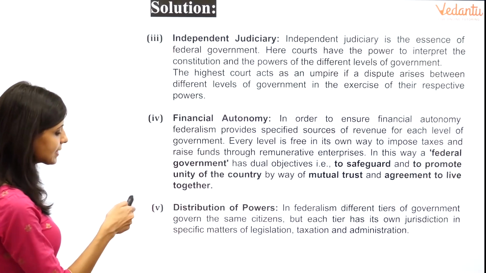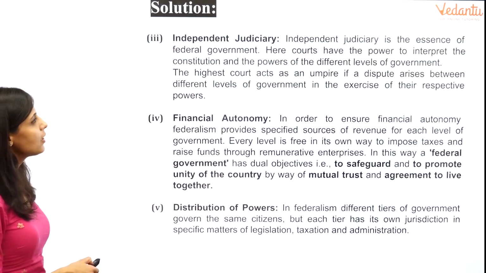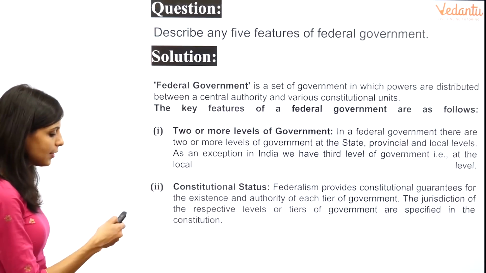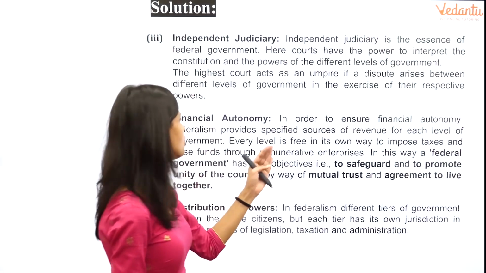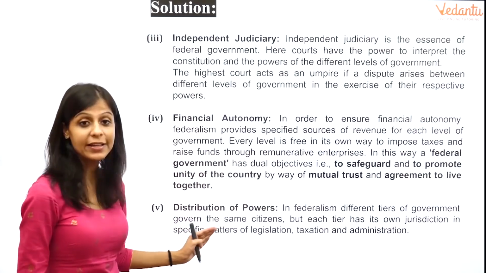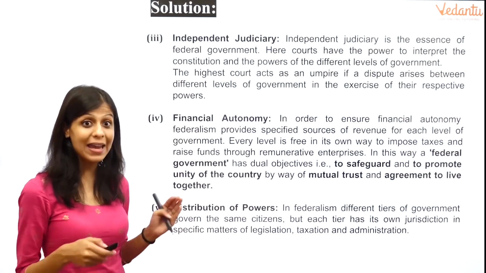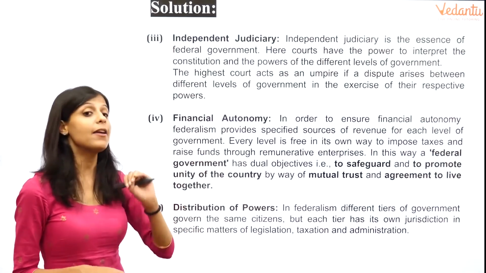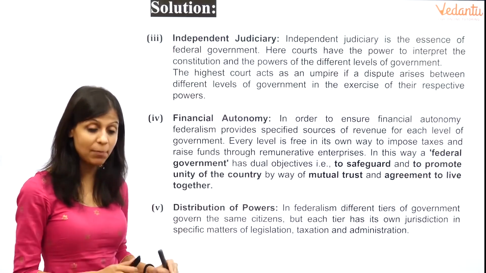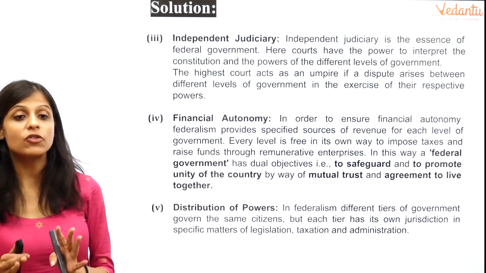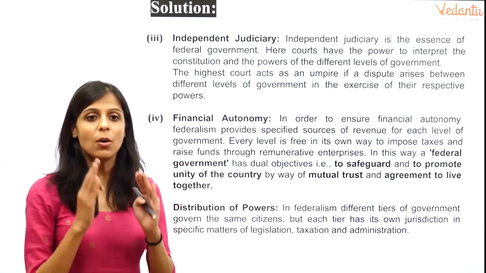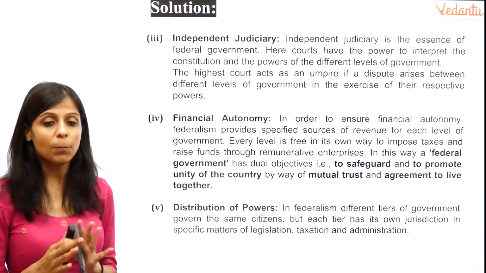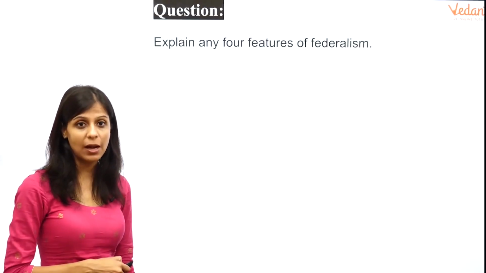So we've talked about it. Let's revise once again. The very first one is 2 or more levels of government. Then there's constitutional status. Then we've talked about the independence of judiciary, financial autonomy, and finally distribution of powers. Now, why I am stressing the point that you need to remember the key phrases is, if you remember those key phrases, it's going to help you frame the answer even if you don't know the entire context. So please, in social studies, try to memorize the key pointers or the key phrases.